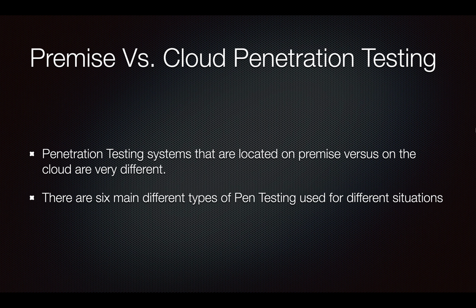Now, for the on-premise systems versus cloud systems penetration testing, we already went over the 6 main types of penetration testing, but penetration testing systems that are located on-premise versus on the cloud are extremely different. So for on-premise, for example, you could use physical penetration, something that requires you to actually go there and mess with the system yourself. While with cloud penetration testing, you could use, for example, network penetration testing or application penetration testing.